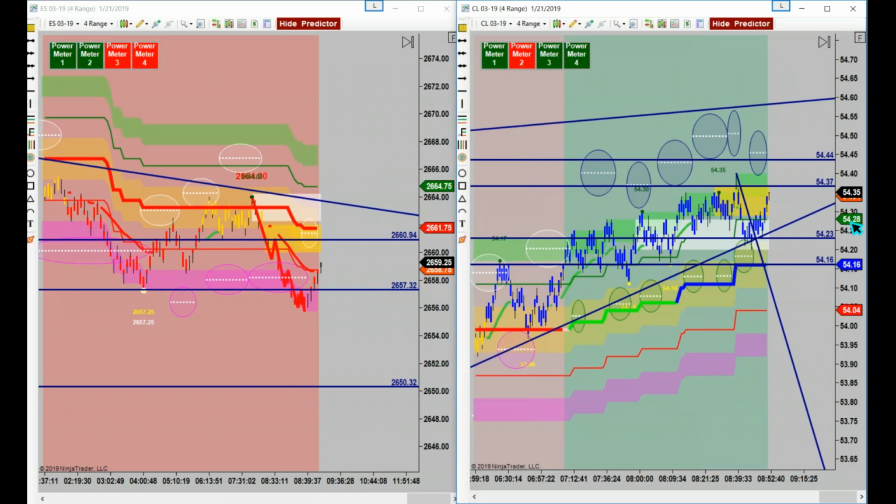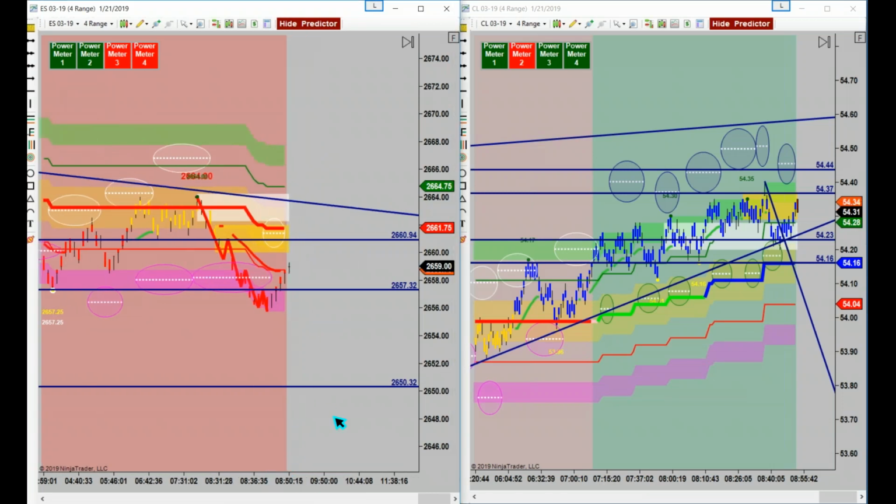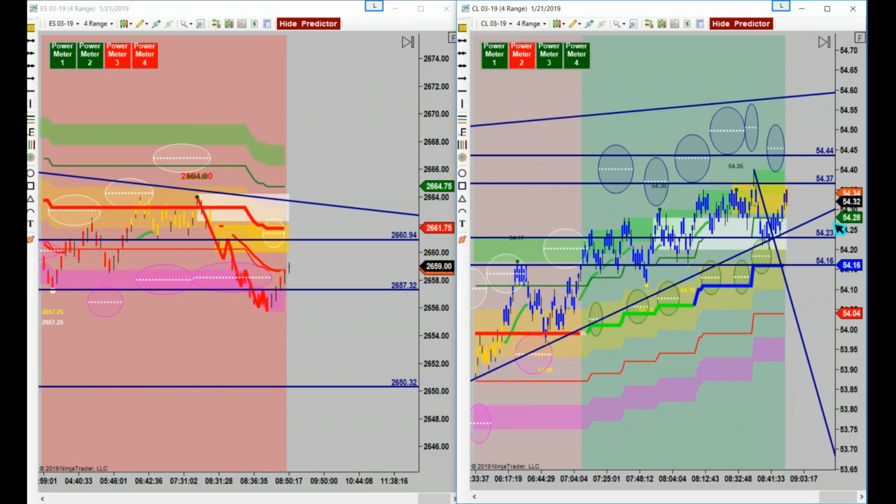Back at 37 almost on crude. Anybody grab that again? It's a little more boring with 2 charts instead of 4. Did you get that one, Glenn?